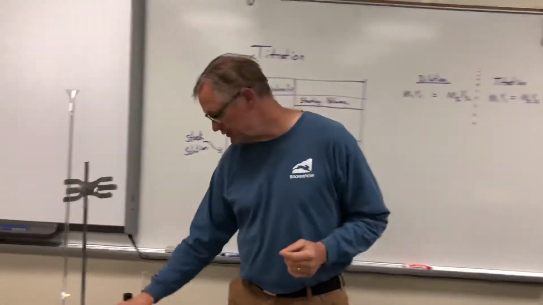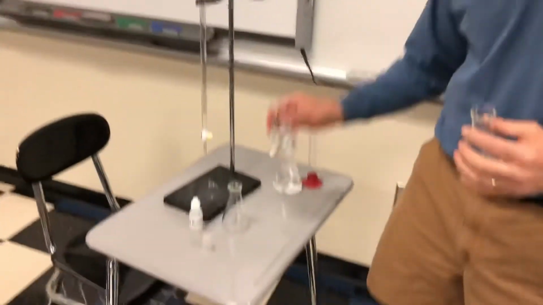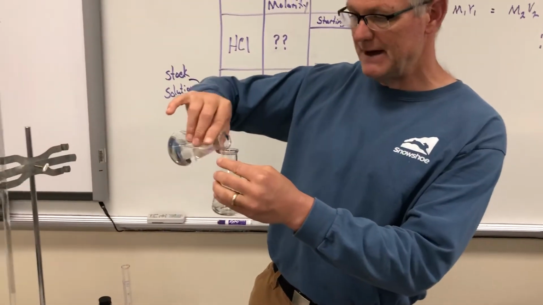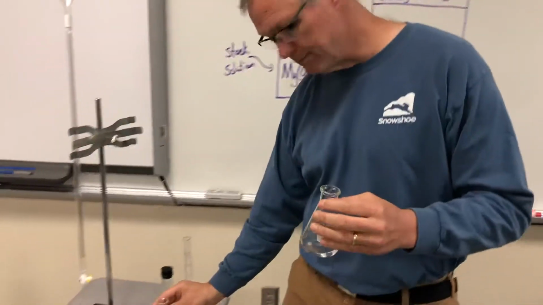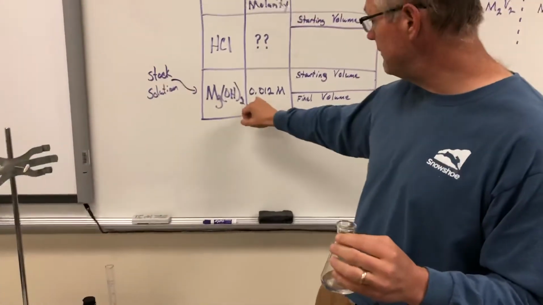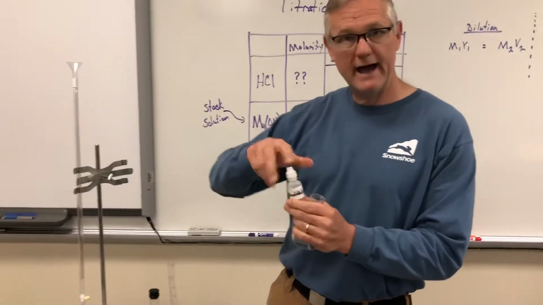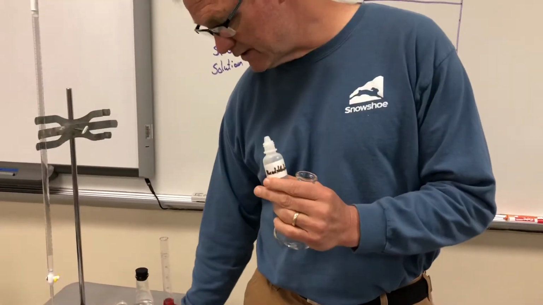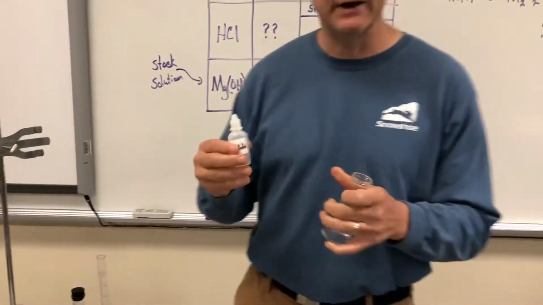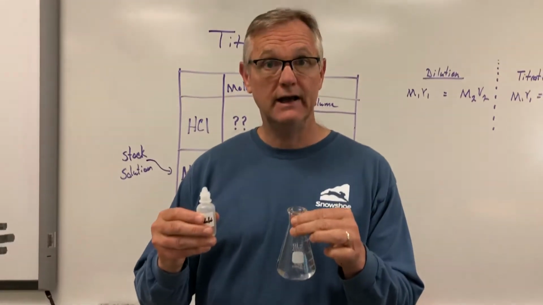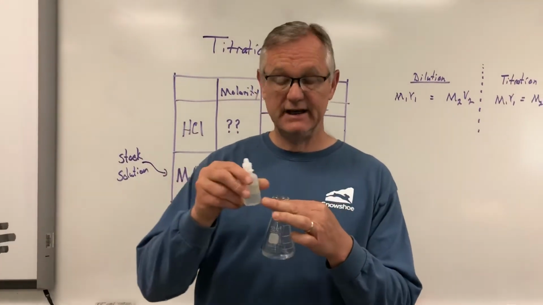So the first thing I want to do is just show you what happens when I put some base. This particular base is going to be at 0.012 concentration, and I'm going to add an indicator. This is the indicator that we like to use in chemistry. It's phenolphthalein. Phenolphthalein has a very distinct color change.